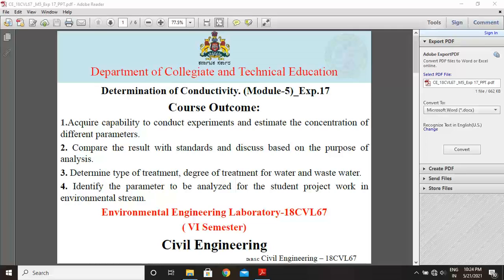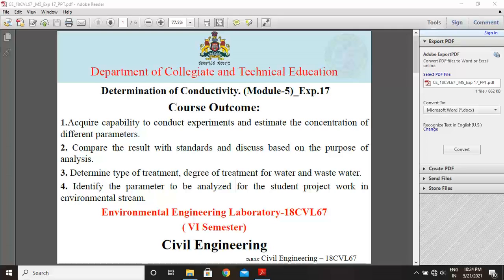Today I want to start experiment number 17. Title of experiment number 17 is determination of conductivity of the given sample. Based on the experiment number 17 title and environmental engineering laboratory lab, there are some course outcomes that are arrived. Here 4 course outcomes are there.